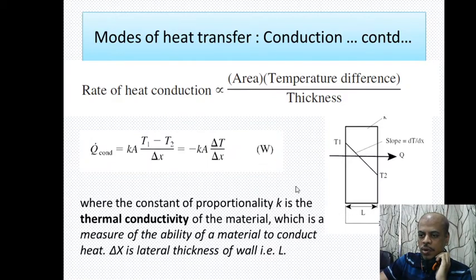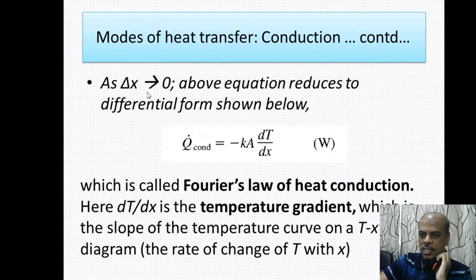Delta x means the thickness of the wall. As it is reduced, as delta x tends to 0, the above equation reduces to the differential form. What is that differential form? Delta T will become dT and delta x will become dx. So the equation is now Q is equal to minus k dT by dx, and this is called Fourier's law of heat conduction.